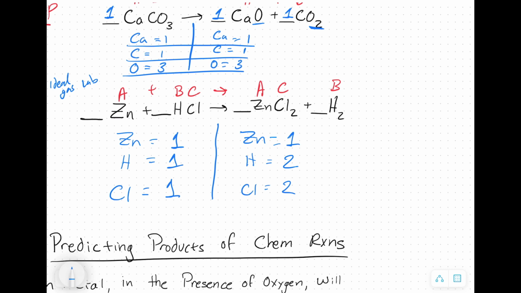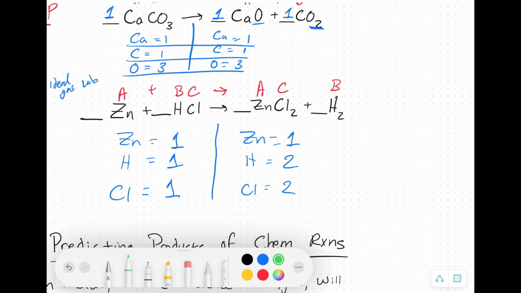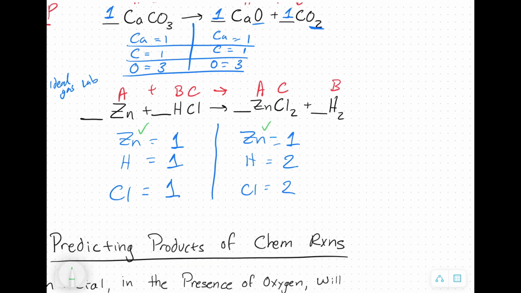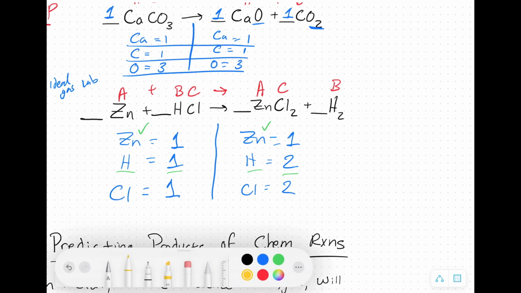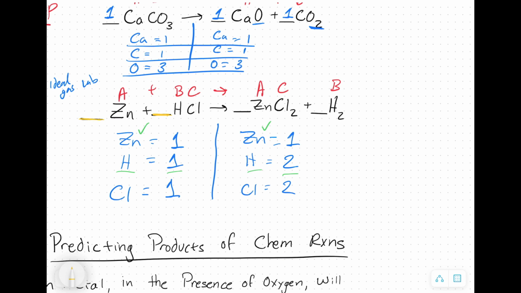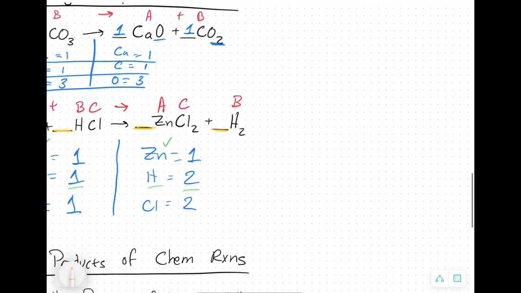Now that I have this set up, I see that I have the same number of Zn's on both sides. I have 1 for both. But for my H's, I have 1 on my reactant side, but 2 on my product side. So I've got to figure out a way to balance that. When we talk about balancing chemical reactions, the only way we can do that is with coefficients. So we can add a coefficient, and we'll add a little note.